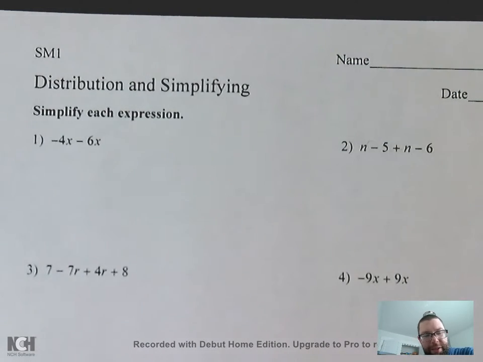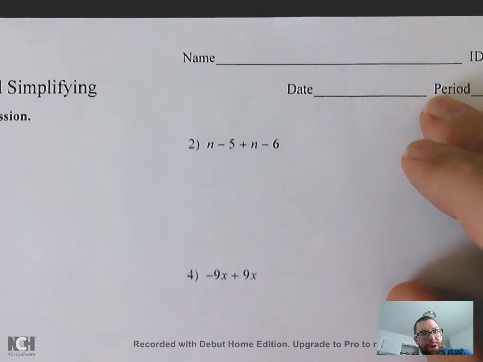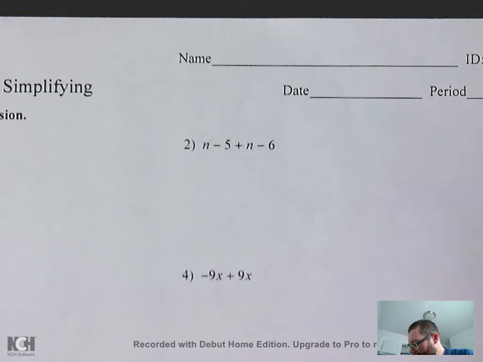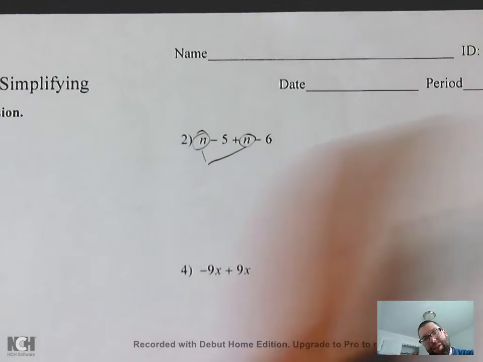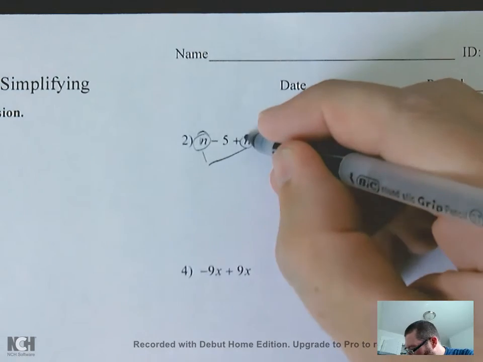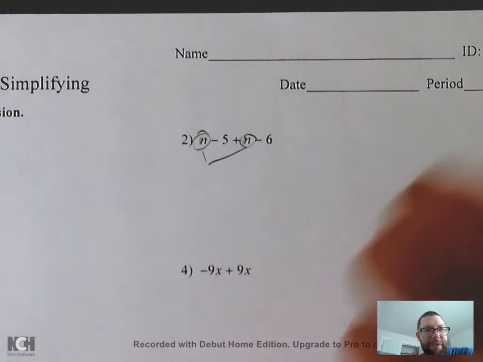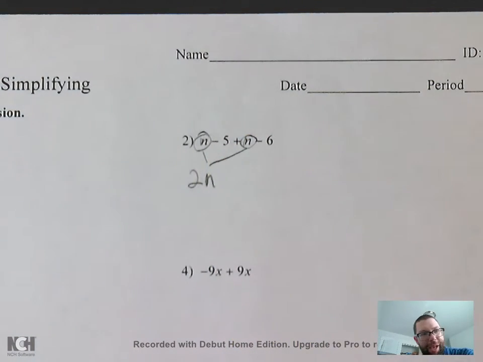Now when we're looking for like terms, they share the same variable, or they share not having a variable, right? They're just normal numbers. So if we look at number 2 here, there's an n term and there's an n term. Those are like terms. I can combine those two things. When I combine them, I just add them together. So n plus n is like 1n plus 1n, right? If there's no number there, there's an invisible 1. So 1n plus 1n would be 2n. Okay, not too tough, right?